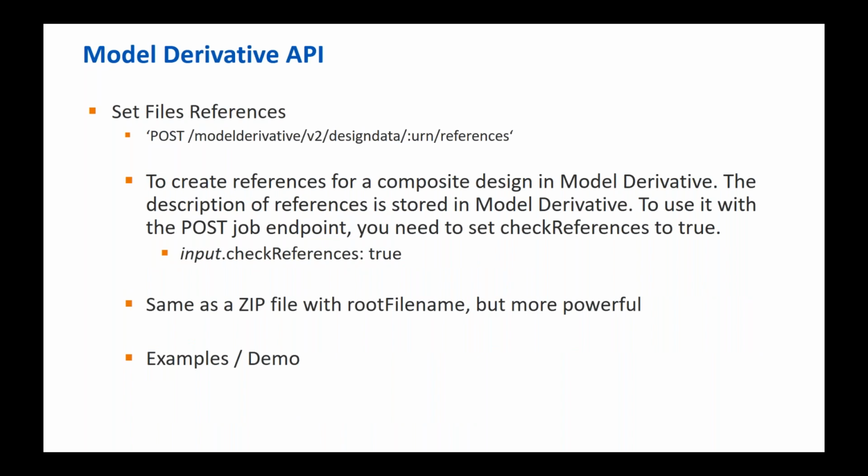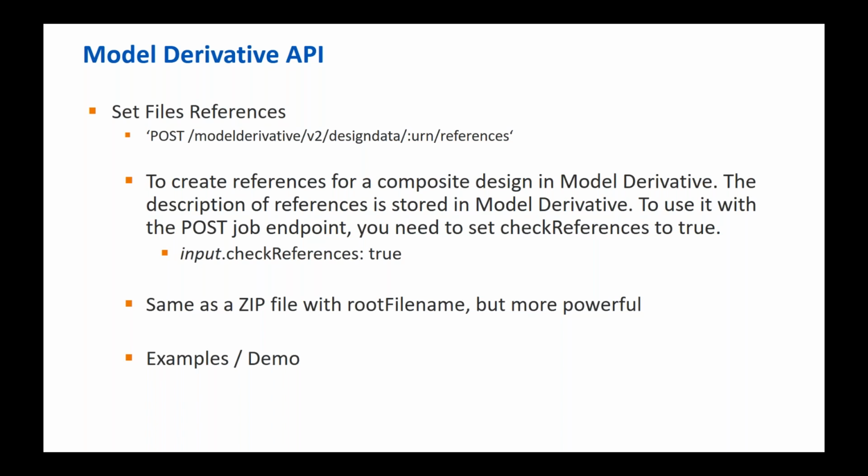Model derivative API. So there was a change introduced around the EU about setting file references when you want to translate or extract information from a file. One thing which is documented, but maybe not at the right place, is how you use references in that case. So I want to go through a couple of examples with you so you understand how things are done.